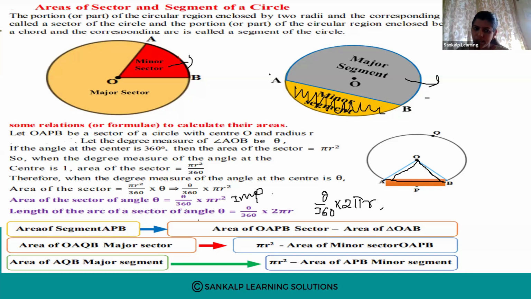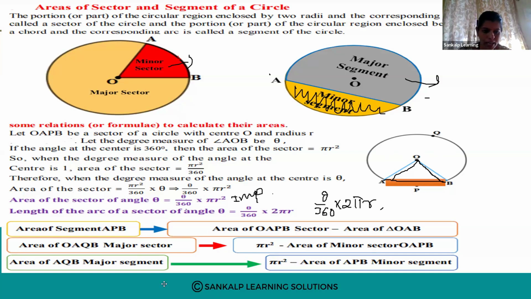When you want to calculate the area of OAQB, the major sector area, then pi r square minus the area of minor sector OAPB. OAPB is the minor sector and this part is the major sector. So when you want to find out the major sector, then full circle area is pi r square. Pi r square minus area of minor sector, right?